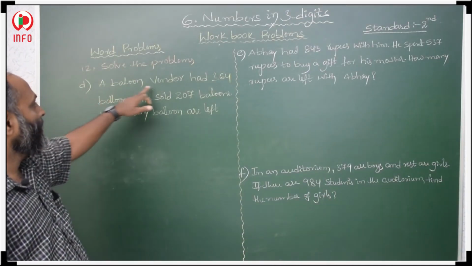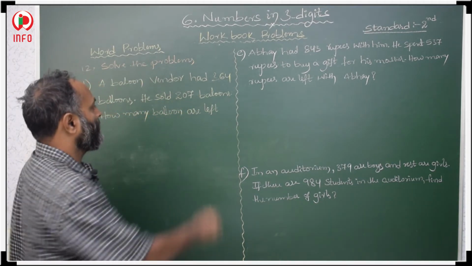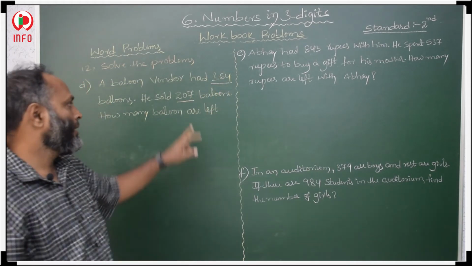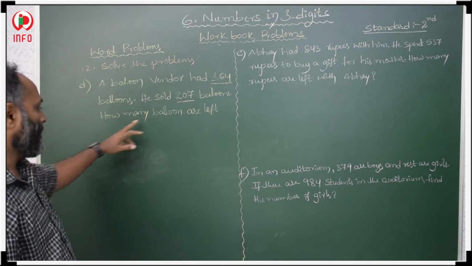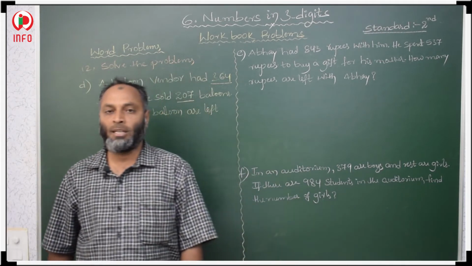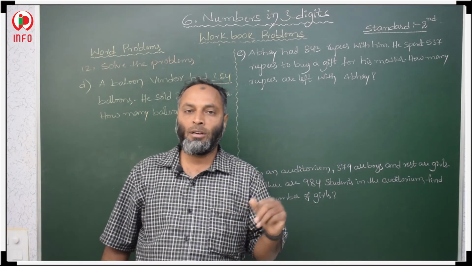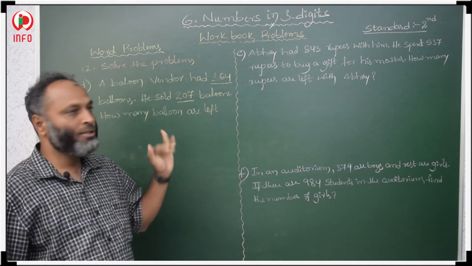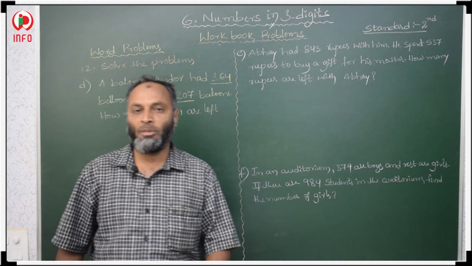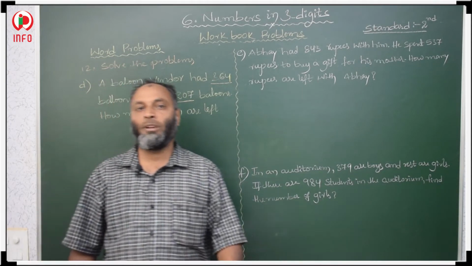So a balloon vendor had 364 balloons. He sold 207 balloons. Then total balloons 364, then 207 he sold. Then how many are left? Here he is asking how many are left. So left means we have to do minus. From the total balloons, the number he sold, that many balloons we have to minus. Whatever difference we get, that is the number of balloons he has left.